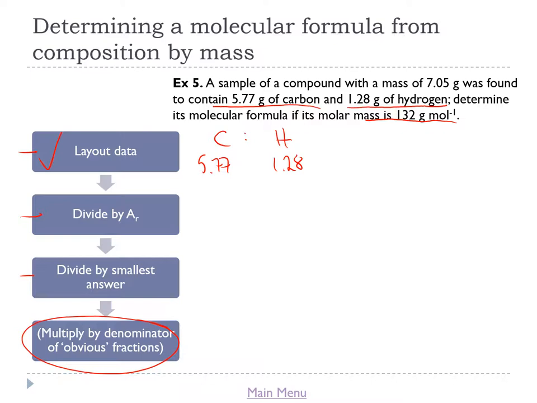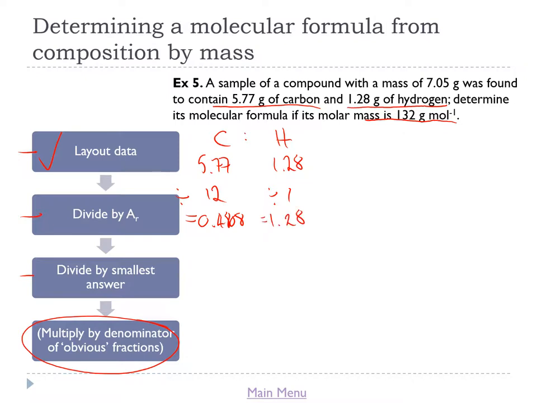Second step is divide by AR. So in this case, for carbon, we're dividing by 12. Check the periodic table if you're not sure, and that will come to 0.4808. And then for hydrogen, we're dividing by 1. So just 1.28.